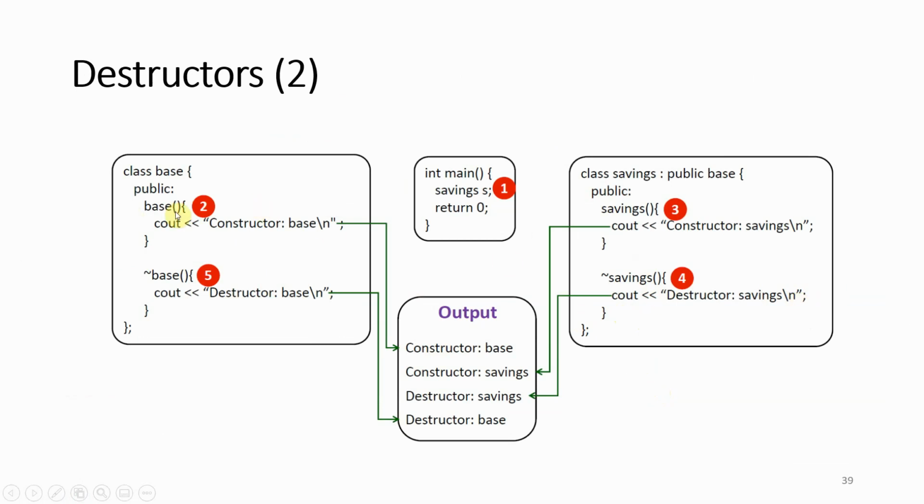But one thing to remember here is that the constructors are called from top to the bottom, from superclass to subclass, from parent to child, from base to derived. But destructors are called from bottom to the top. As soon as this goes out of scope, it calls the destructor automatically. Once this one finishes, the destructor of the derived class automatically calls the destructor of the base class.